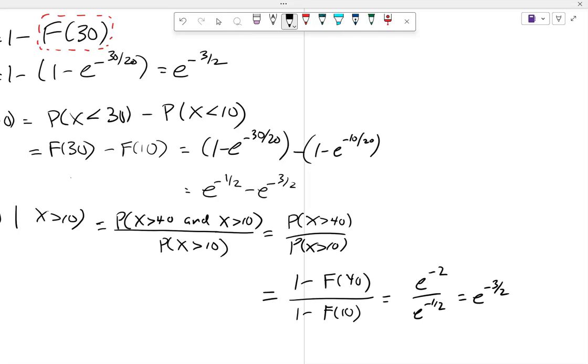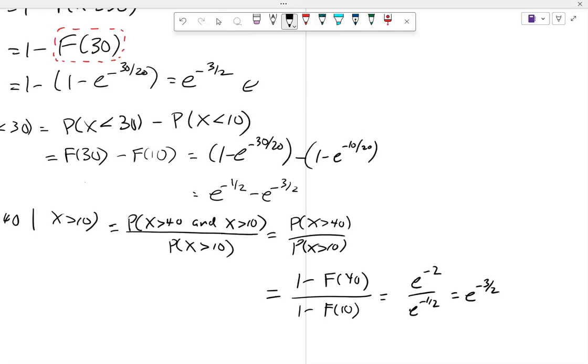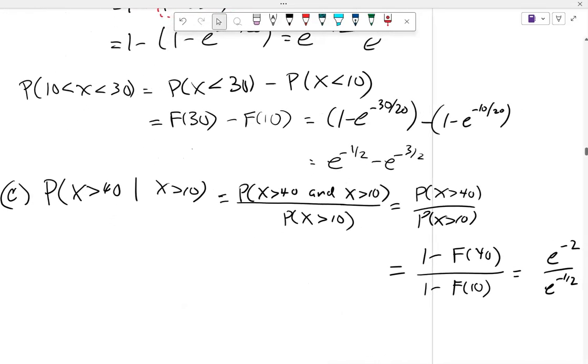Did we see that answer before somewhere? Yeah, we did, didn't we? So up here is the probability that was greater than 30, didn't we? Do you see any relationship between 30 and 40 and 10? Can you get 30 out of 40 and 10? What do you need to do? Subtract them, right? So this is actually a property of the exponential function. It's referred to as the memoryless property.